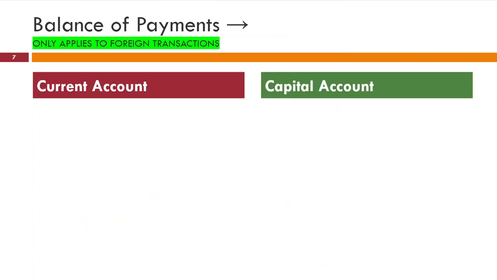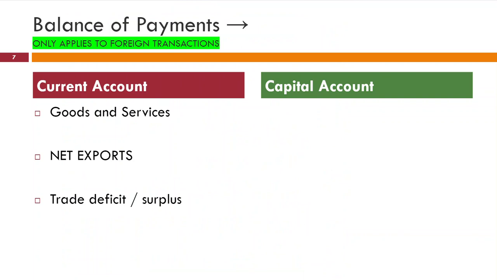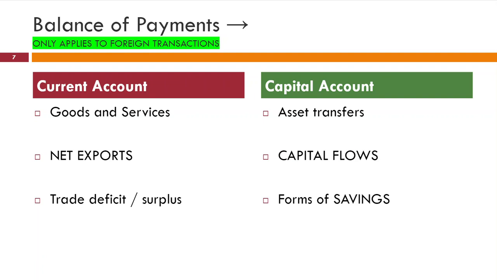So to summarize one more time, the balance of payments is applying and sorting financial transactions. And on the current account, we have goods and services, net exports. We have the idea of the trade deficit or the trade surplus. And on the capital account, we have asset transfers. We have capital inflow and outflow, that term we've used before, and that's going to become really important in our next little lesson in a few days.